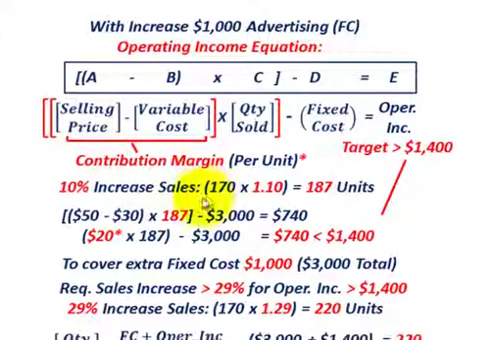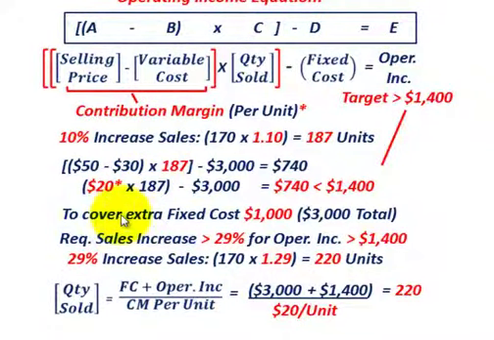Okay, so now let's look at how we'd cover our extra fixed cost of $1,000, where we get the total fixed cost of $3,000. In this case, our required sales would have to be greater than a 29% increase for our operating income to be greater than what we're currently operating at, $1,400. So a 29% increase in sales would simply be the 170 units that we're currently selling times 1.29. That equals 220 units. Okay, so that's simple arithmetic.